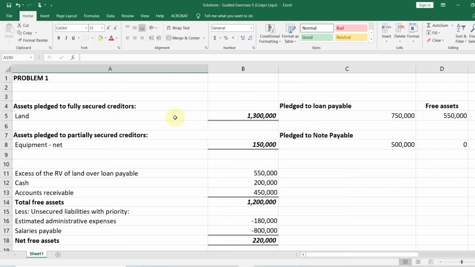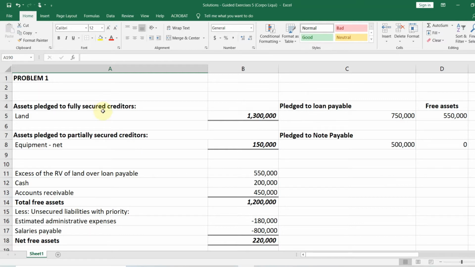then the equity, and then you have a capital deficiency of 450,000, or the estate deficiency. Then additional information tells you that you have administrative expenses of 180 to be incurred. Then the equipment is pledged as collateral, and then the land is pledged as collateral for loan payable. Yung equipment is for the note payable. You were asked to compute for the assets pledged to fully secured. So, alin ba yung fully secured natin?